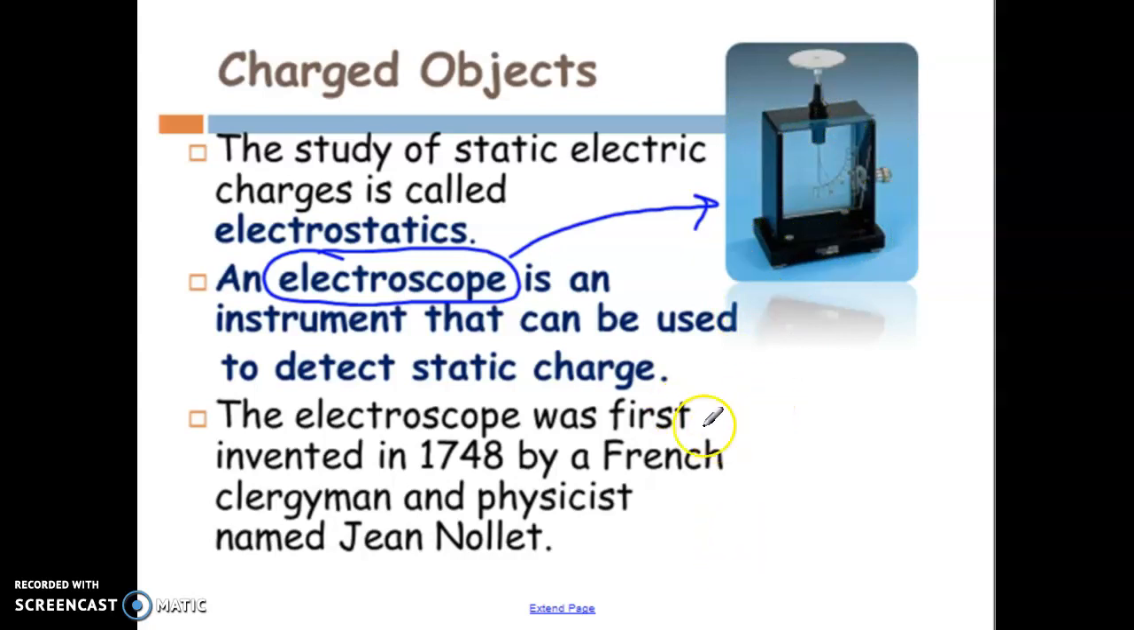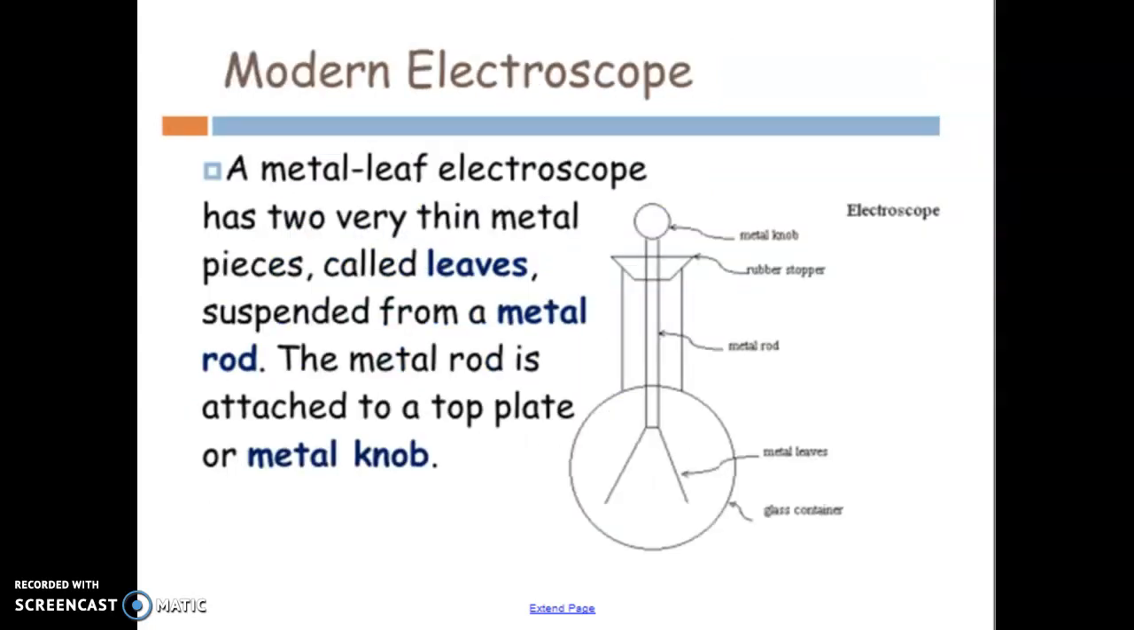So the first electroscope was invented a long, long time ago in France, 1848 by Jean Nollet, and we still use it today. So even in science class, you'll see us use electroscopes. So a modern electroscope is a very similar idea to what the older electroscopes were, but you need a component made of metal and then a component made of non-metals.